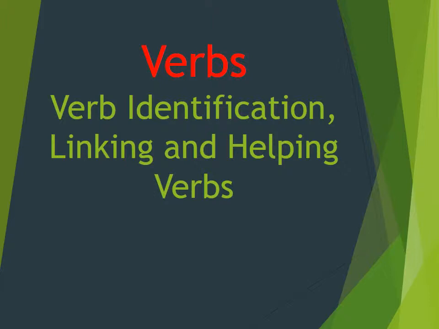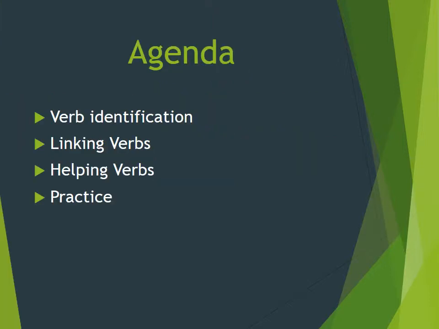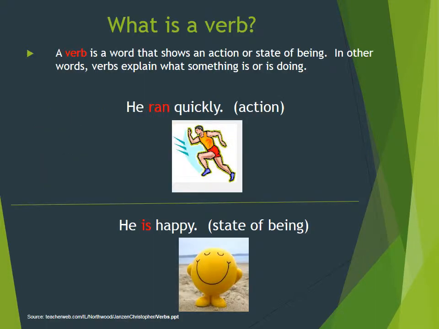Today we're going to learn about verb identification, linking, and helping. So again, the agenda is verb identification, linking verbs, helping verbs, and then of course we will apply our knowledge through some practice. So what is a verb? A verb is a word that shows an action or a state of being. In other words, verbs explain what something is or is doing.